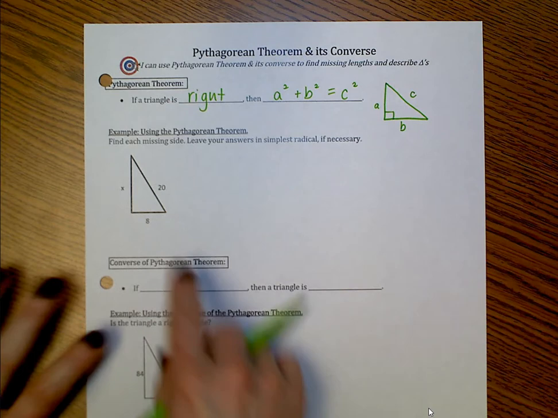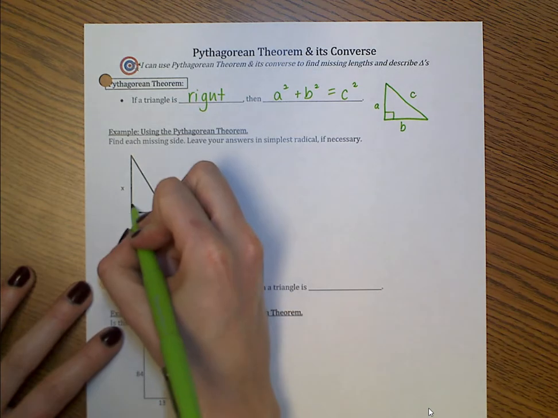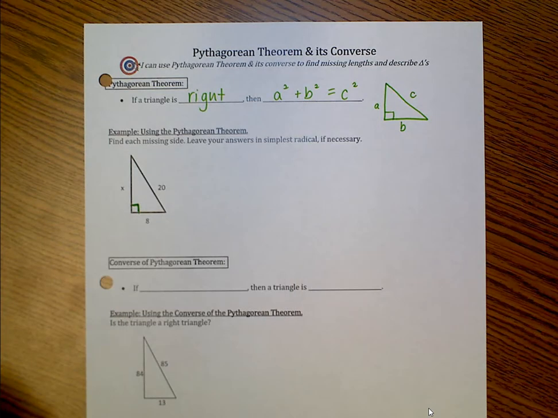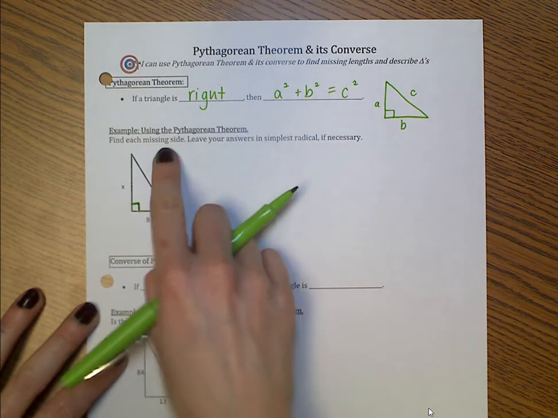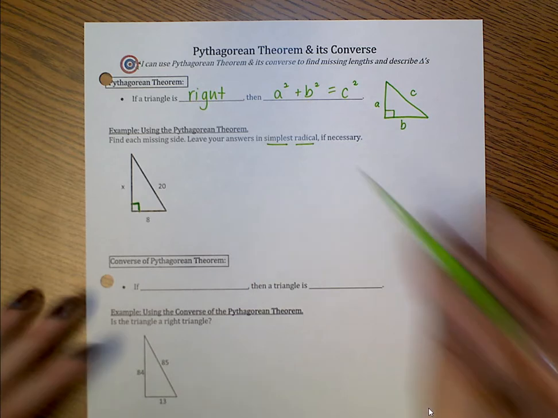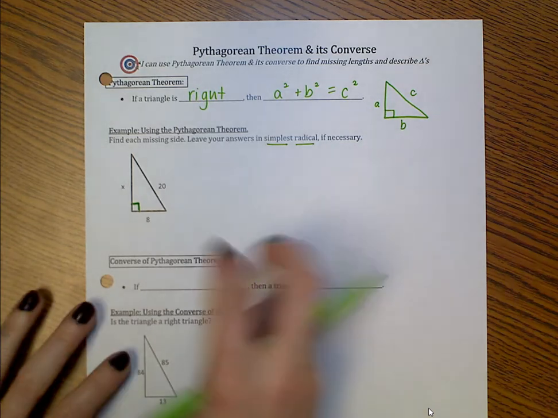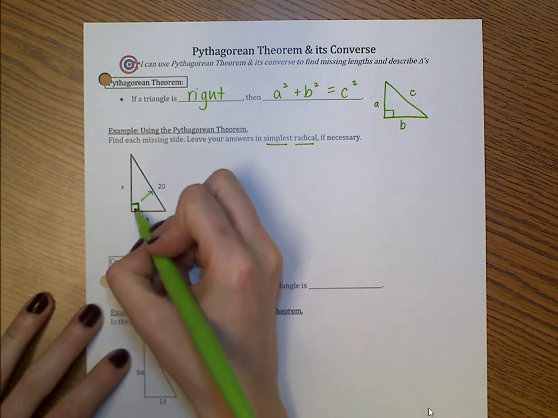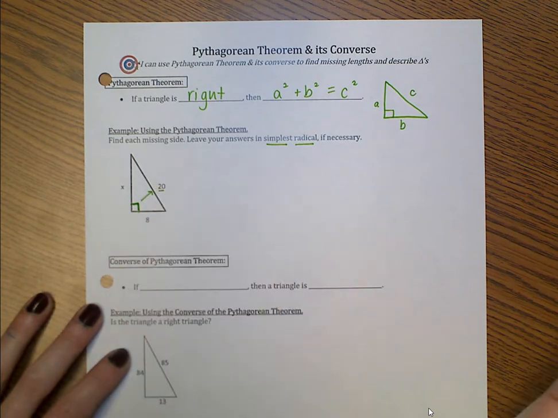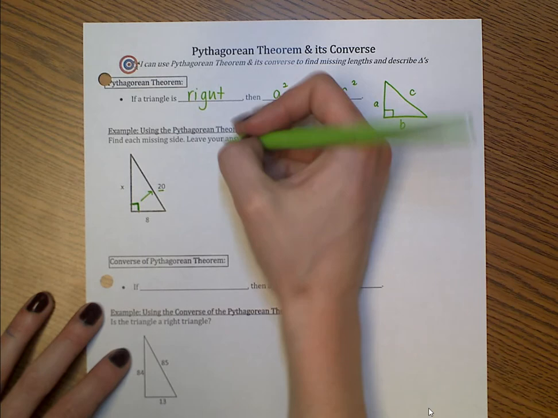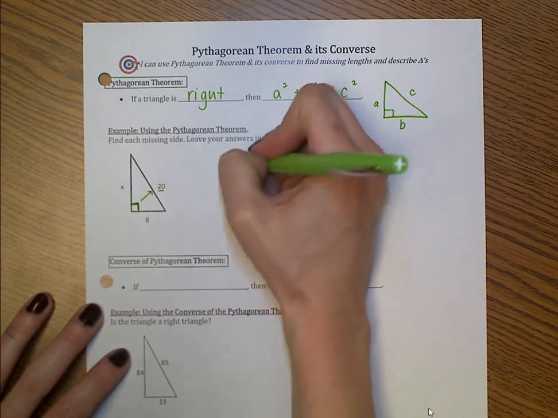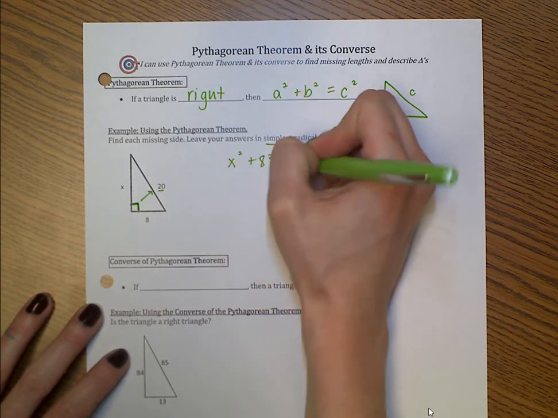So on this first example, and the right angle should be in there, so let's go ahead and put that in. It says find each missing side and leave your answer in simplest radical form. Okay, so that's big to know. We've been doing a lot with radicals. So across from the right angle is the hypotenuse, which is 20. I need to put that alone. So I'm going to set this up, x squared plus 8 squared equals 20 squared.